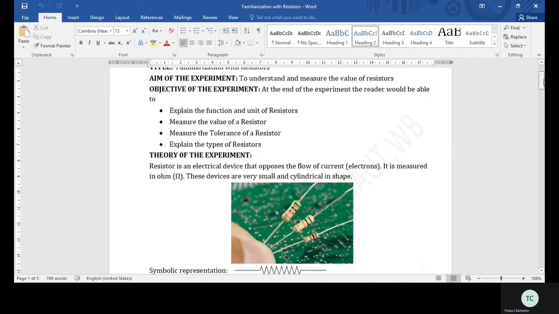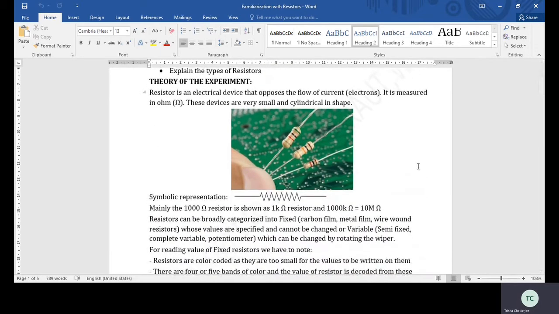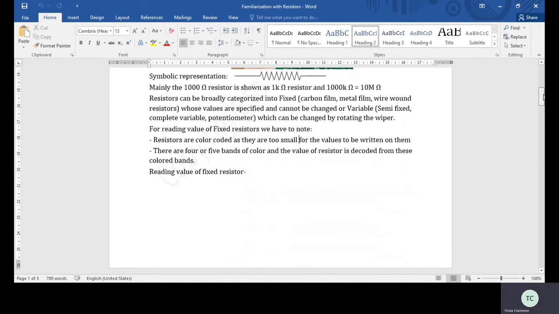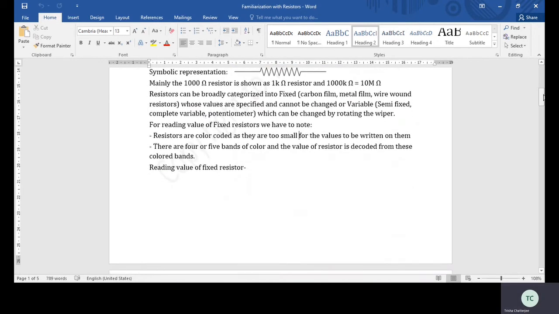Theory of the experiment. Here I have written all the theories. I'm just scrolling slowly. If you want, just take a screenshot.